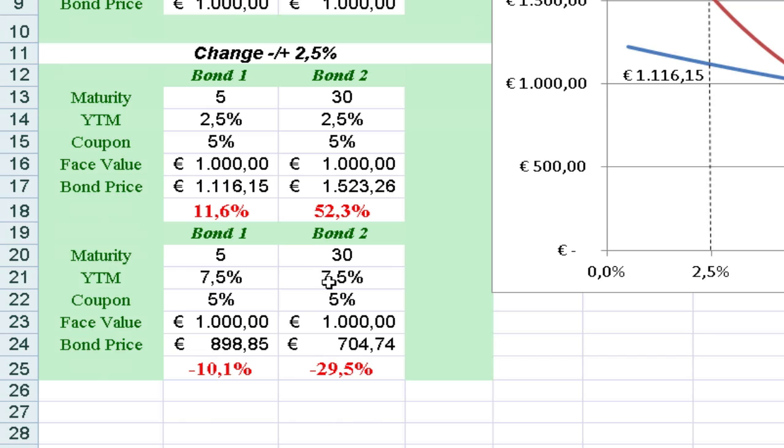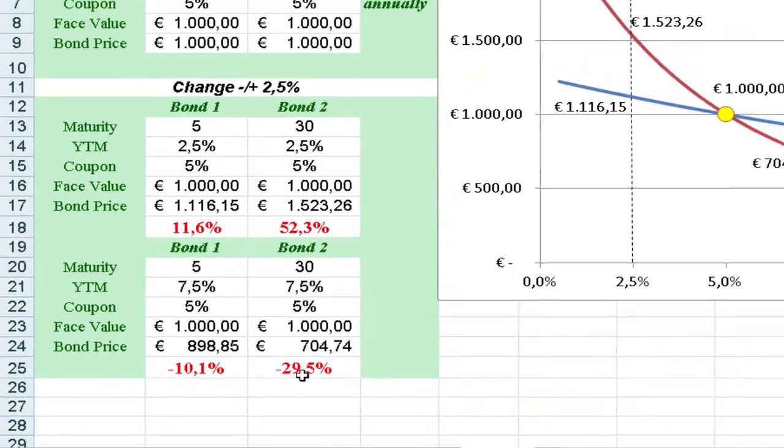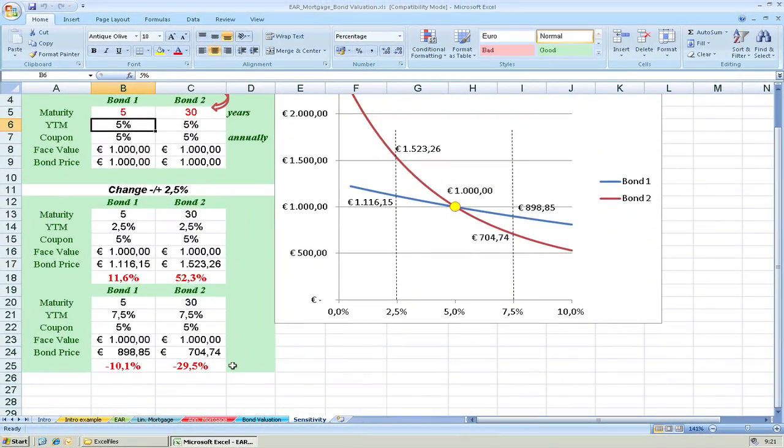The other way around, if you look at this last box, if the yield to maturity increases from 5 to 7.5%, what will happen? The price of the bond should drop, because, given the justification I just gave, new issues with the same risk profile now offer 7.5%, while our bond is still only paying 5%. So the price should drop. But in our case, what we see here is that the 5-year bond only drops with 10%, while the 30-year bond drops with 30%. So we see longer maturities, this should be our conclusion, are more interest rate sensitive.